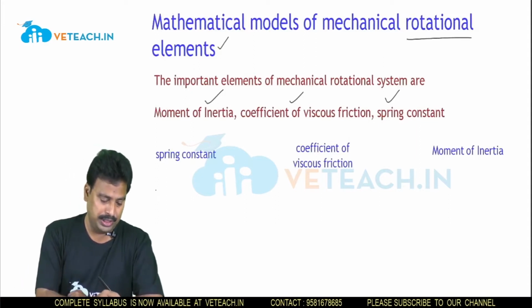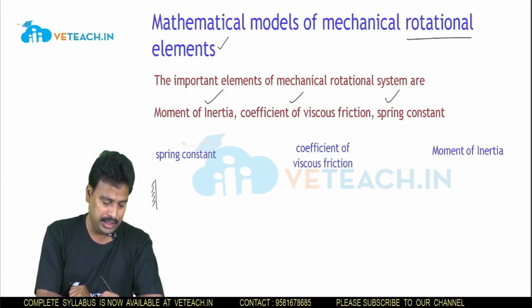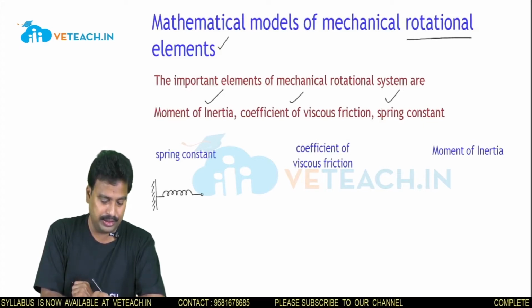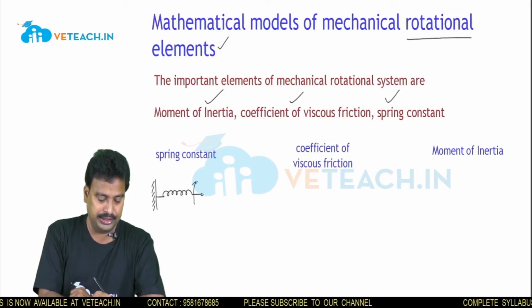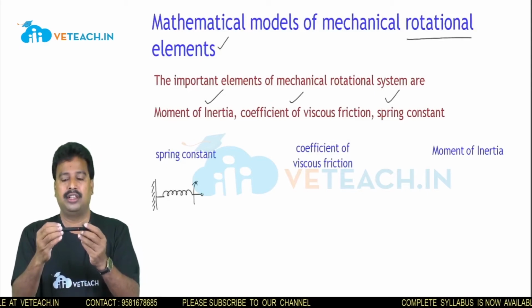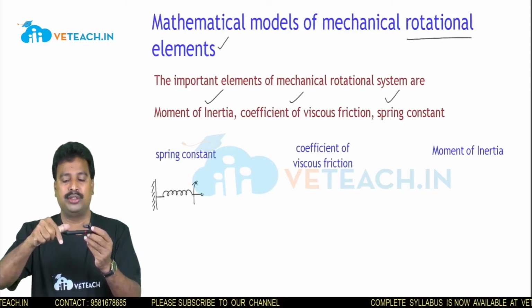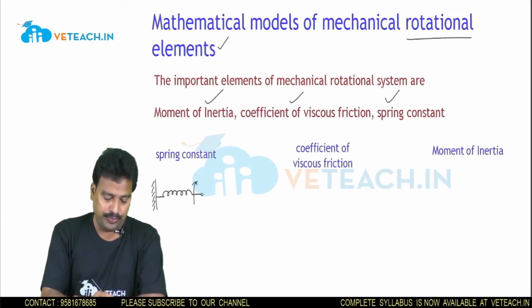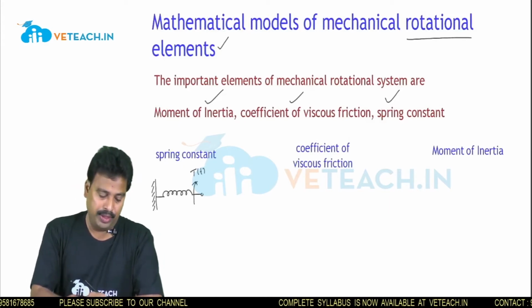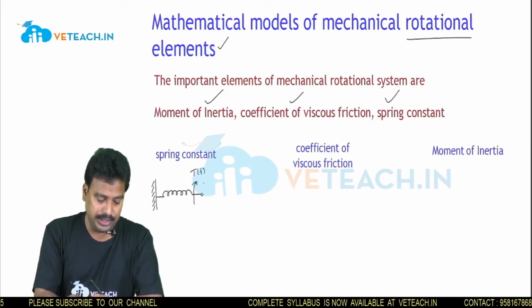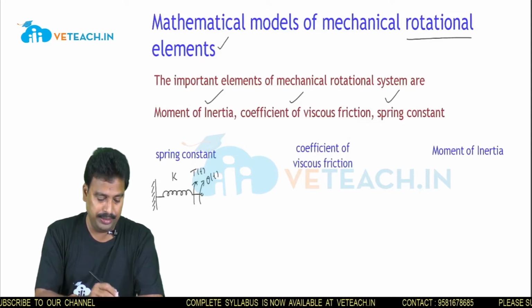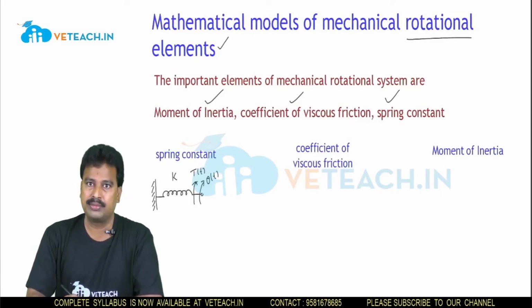Suppose that there exists a spring that is connected to a rigid body and the torque is applied in this direction over the spring. That means this is the spring, and it is twisted in this direction. So this represents the application of torque over this spring. Because of the application of this torque, it constitutes some angular displacement. Let K be the stiffness constant or spring constant.